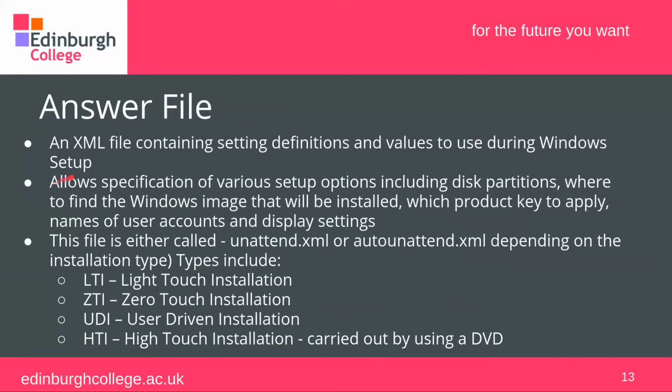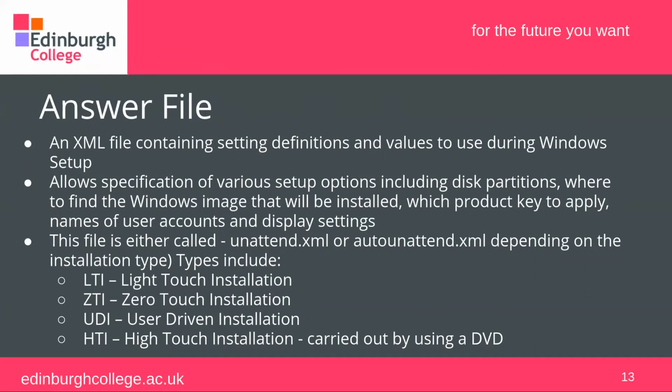So you can create a file that has these answers in it, and it's called an answer file. It's as simple as that. It's just a file that answers the questions. Now this file is an XML laid out file with key value pairs in it, and it can be called unattended.xml or autounattend.xml. The reason it's called that is because you're not having to stand at the machine. You're unattended, performing an unattended installation.